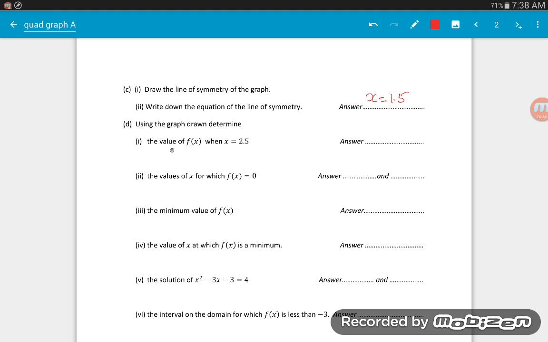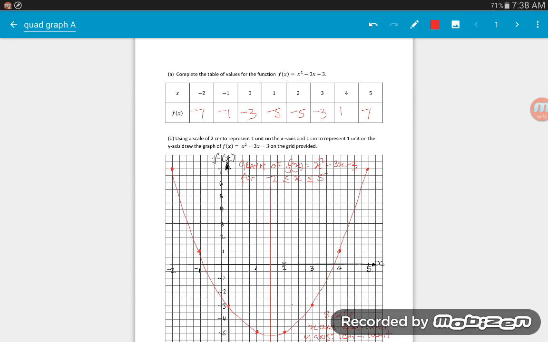Next task is to find the value of f of x at x equal to 2.5. So we find x equal to 2.5, and then we drop a vertical line until we meet our graph, and then take a horizontal line across to read off what was the value of f of x at that point. And on my graph, I have f of x equal to minus 4. People will get different values according to their graph.